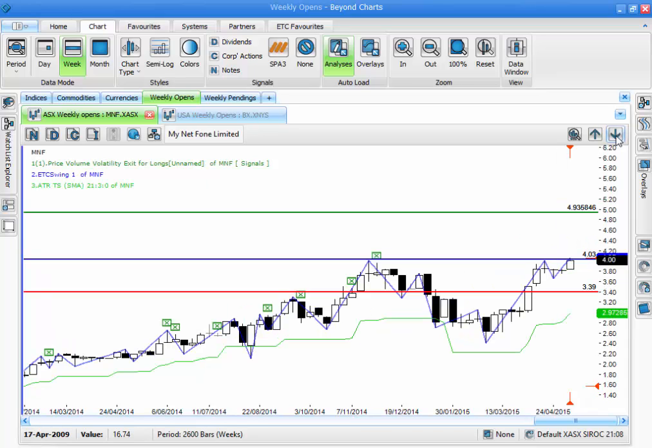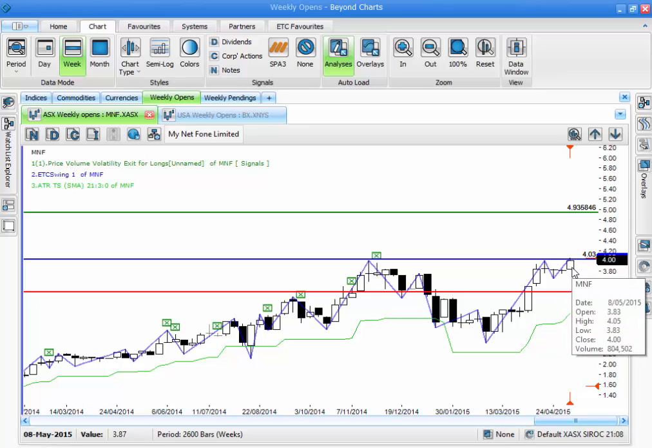Another one that triggered was my Netphone, just triggering our entry level there last week, but a very nice candle to boot. A nice strong white candle, again showing really good relative strength compared to the rest of the market, which had a bit of a downer last week. Remembering this was a long-term peak over here. We've had our first test, price retraced, it's coming back up, nice bullish candle, looking good for the time being.